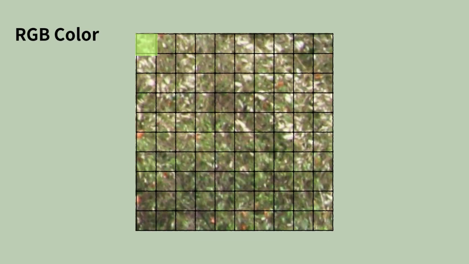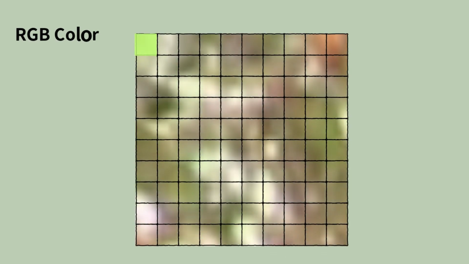Let's take a look at this small grid. If we zoom in, it still looks a little too big for us, so let's zoom in again. It's still big, so let's zoom in once more. This is the last time.